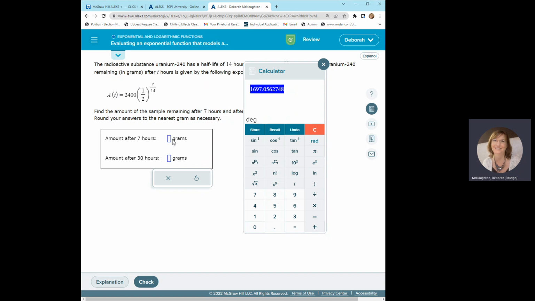And so after 7 hours, they want this rounded to the nearest gram. So it's going to be, since that's a 0, we're going to keep that 7, 1697 grams. Okay, and then hit undo. And then they want after 30 hours, so I'm just going to change my t to 30. So this should match. I put 30 in for t. And the nearest gram, since that's a 4, I'm going to keep that 3. It's 543.